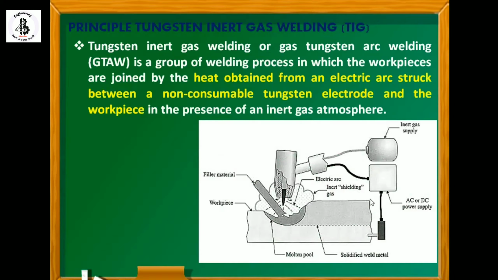In that figure, as the name suggests, tungsten will be used as an electrode material. Here you can see there will be a welding torch, and this will be a tungsten electrode material. Tungsten is considered a non-consumable electrode, and that non-consumable electrode will be connected with an AC or DC power supply.